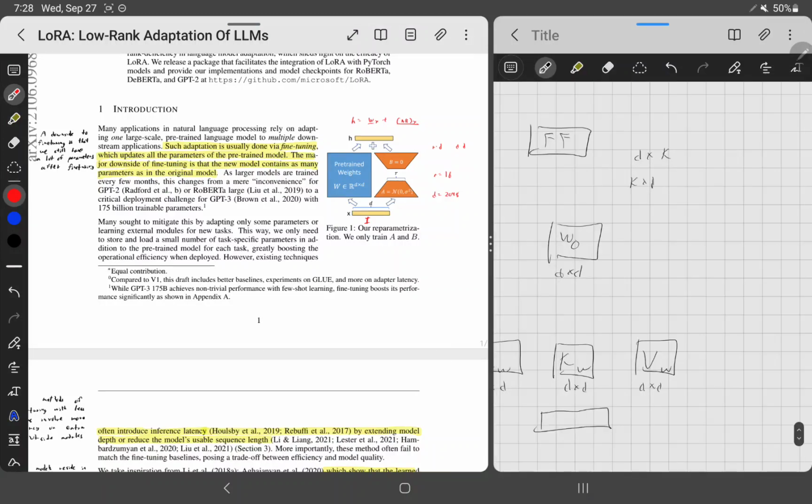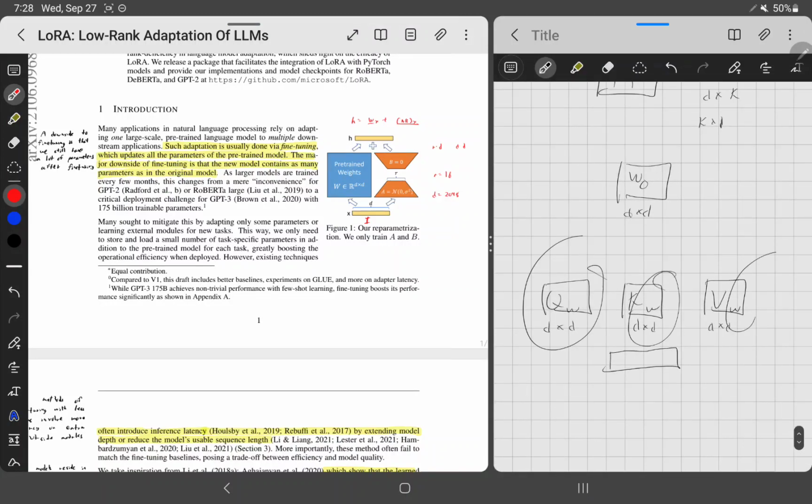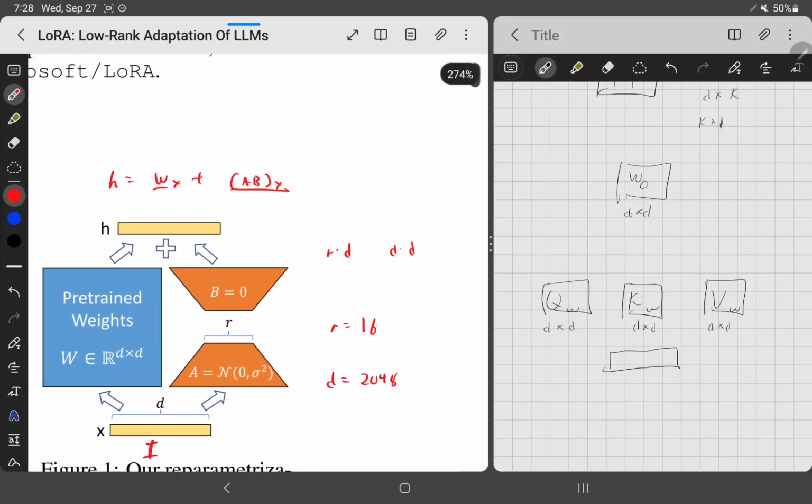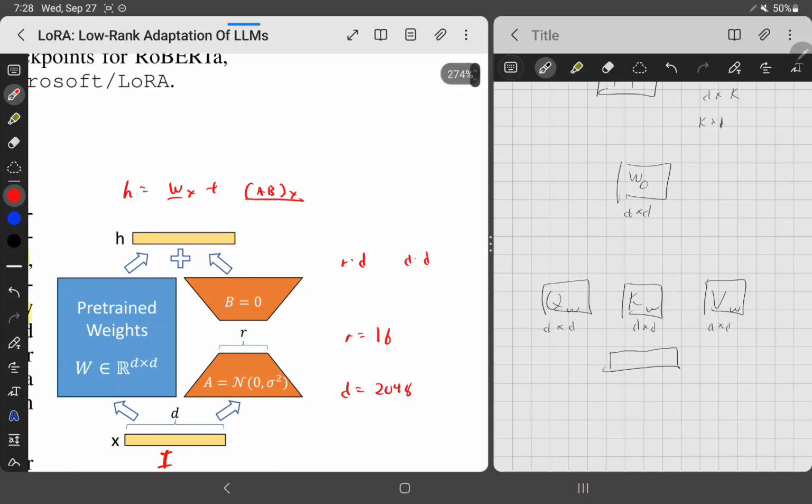For every matrix here, you add two LoRA matrices, A and B, on there, and then it optimizes those instead. And the best part is, you can merge these. So whenever you're done optimizing these LoRA parameters, you don't even have to do extra computations.